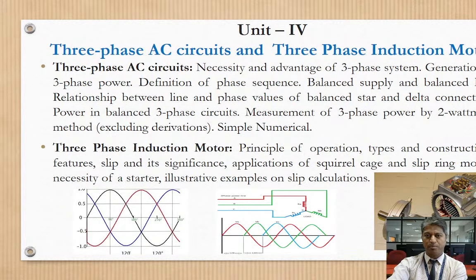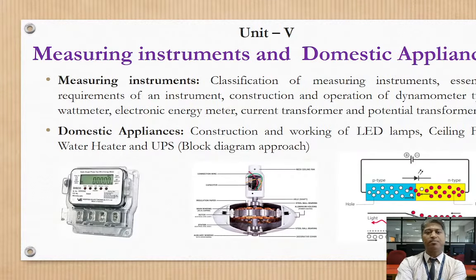This is all about unit number 4. And unit number 5 is all about measuring instruments and few domestic appliances.